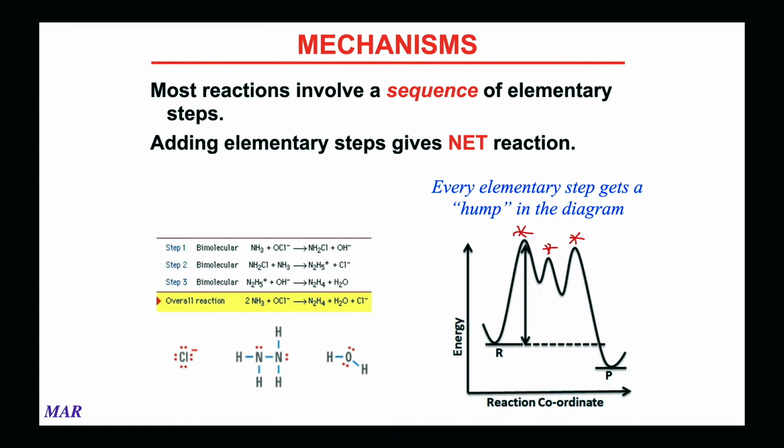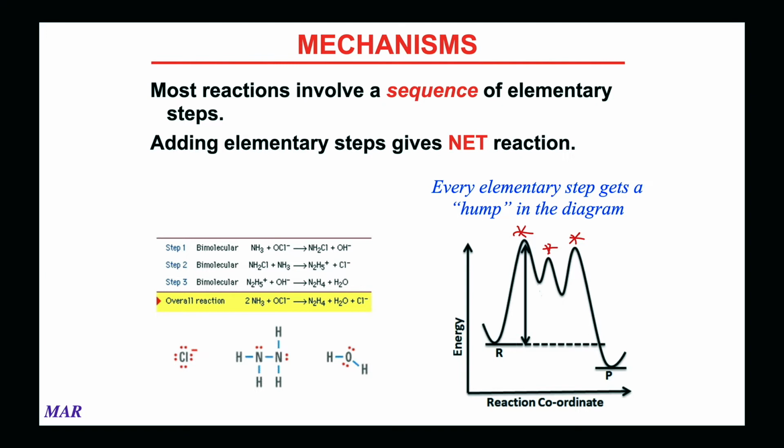And so what they propose is that the first step is ammonia reacting with hypochlorite. It makes a compound called chloramine, NH2Cl, which is super nasty, plus some hydroxide. The second step, that chloramine, is pretty reactive, so it reacts with another ammonia to make a protonated hydrazine, that N2H5+ thing, plus chloride. And that protonated hydrazine will react, in this case with hydroxide, to make regular hydrazine and water. So the overall reaction here, 2 ammonias and hypochlorite make hydrazine plus water plus chloride.